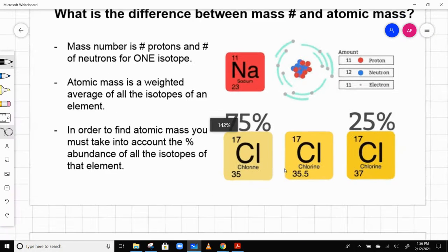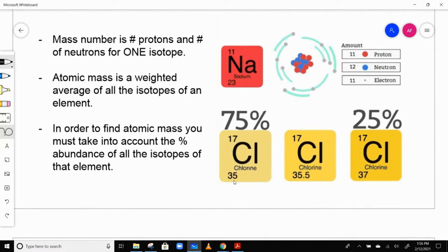75% of all chlorine atoms weigh 35 AMU. Okay, that means they have 17 protons and 18 neutrons. And 25% of all chlorine atoms have 17 protons and 20 neutrons to make 37, a mass of 37 AMU.